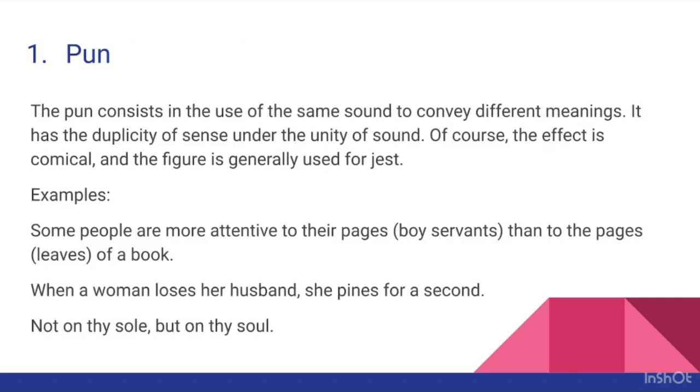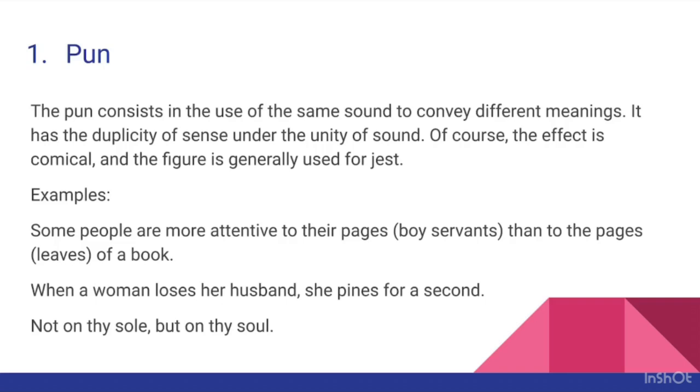Let's start with pun. The pun consists in the use of the same sound to convey different meanings. It has the duplicity of sense under the unity of sound. Of course, the effect is comical and the figure is generally used for jest. Now, this particular figure of speech can be used in three different ways. Let me explain with examples.